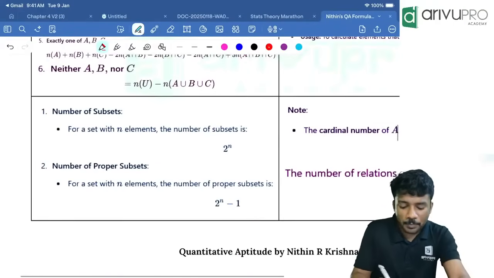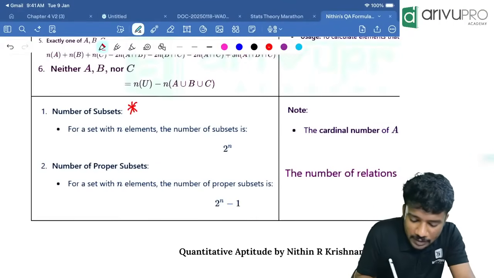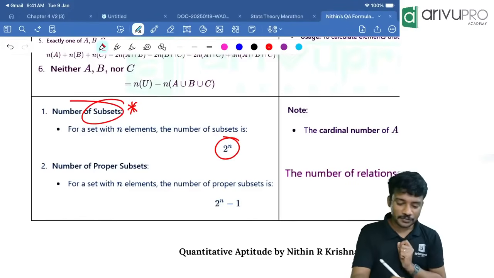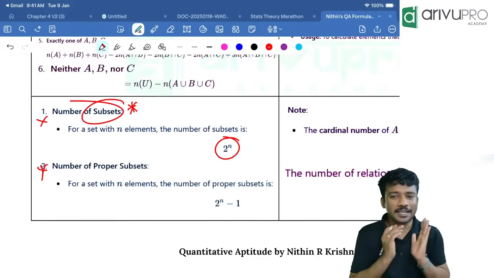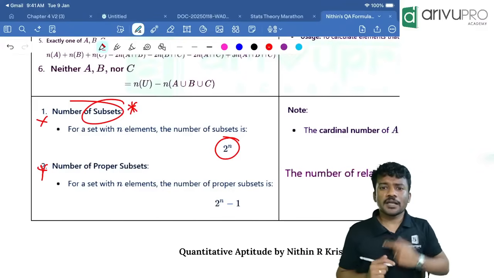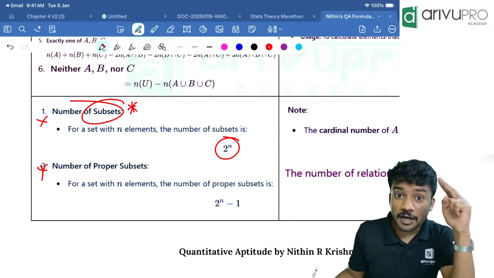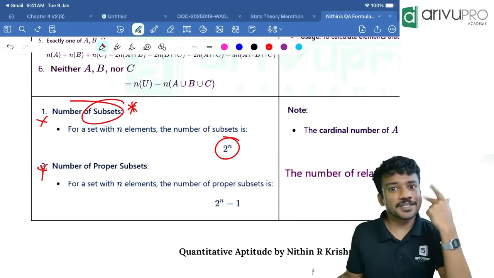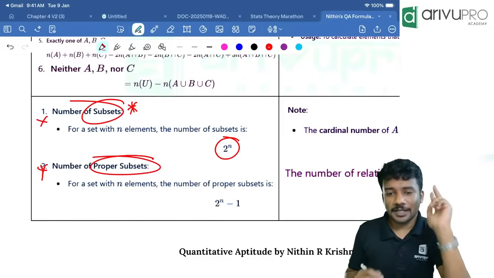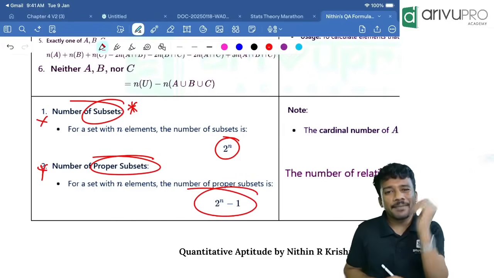Then number of subsets, very important. The number of subsets, what is the formula? 2 raised to n. There is a high chance of these questions coming for examination, direct questions. So what is the formula for the number of subsets? 2 raised to n. What is the formula for the number of ways of answering the question? 2 raised to n. Remember that way. Then the number of proper subsets is nothing but 2 raised to n minus 1.